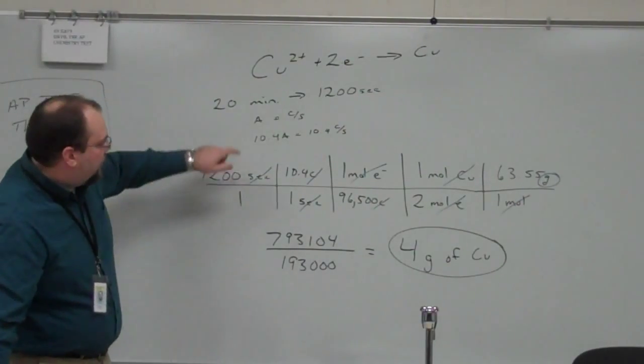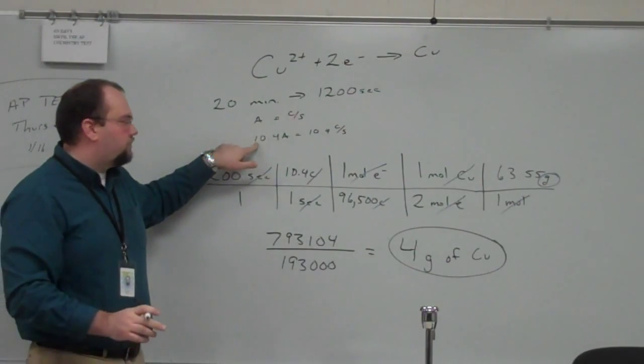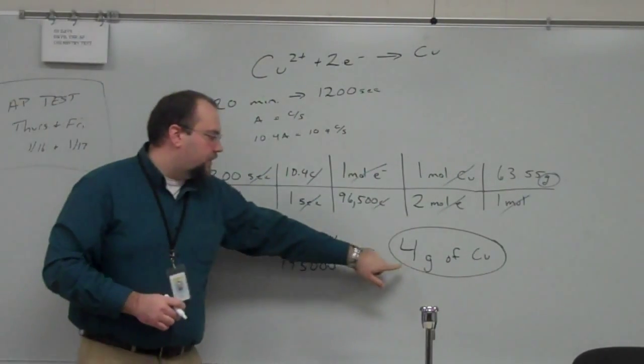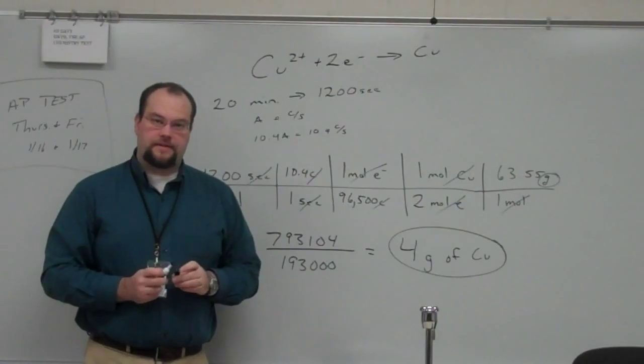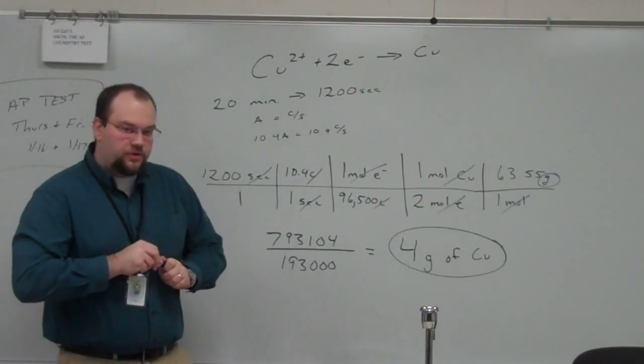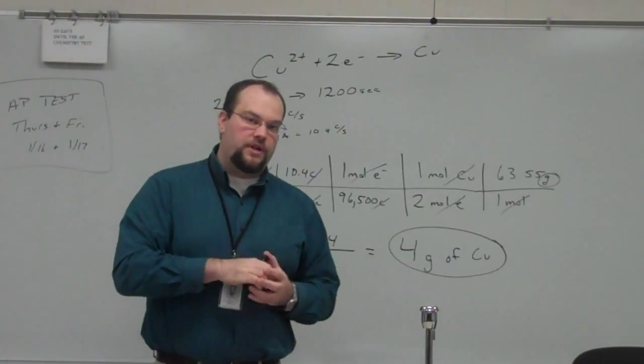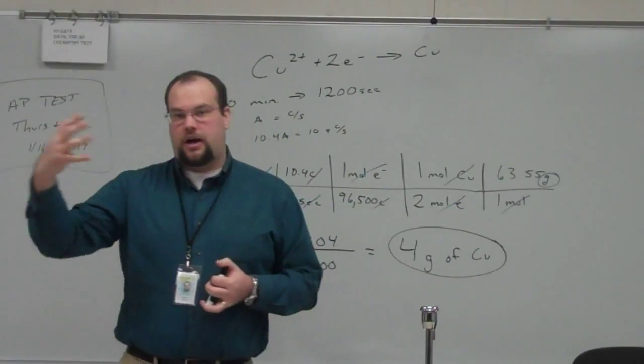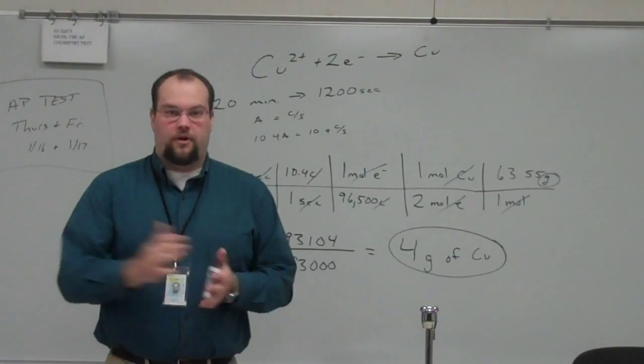So, if I have 10.4 amps travel through this cell for 20 minutes, I will get 4 grams of copper at the end. Okay. So hopefully you understand a little bit more about how we convert between an electrical current or electrical charge and eventually grams of our metallic substance.